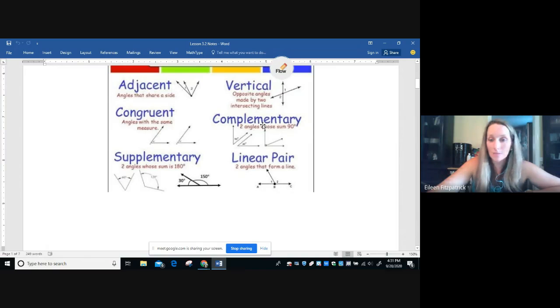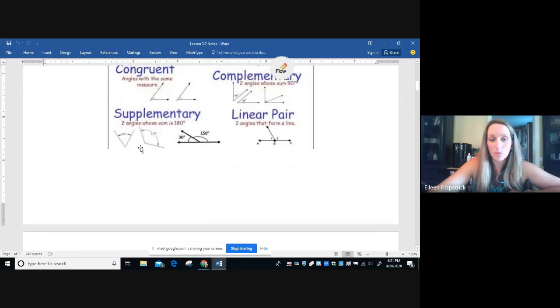Complementary angles, 2 angles that add up to 90. Complementary angles can be attached. They can be adjacent to one another, like in this diagram, but they don't have to be. They can be 2 separate angles that add up to 90 degrees. Supplementary angles, 2 angles that add up to 180. Again, you could have a pair that are attached, adjacent to each other that add up to 180, or 2 separate angles that add up to 180. When they are attached, this actually has another special name. We call it a linear pair. All right, a linear pair is 2 angles that are adjacent next to each other and add up to 180 degrees. They form a straight line.